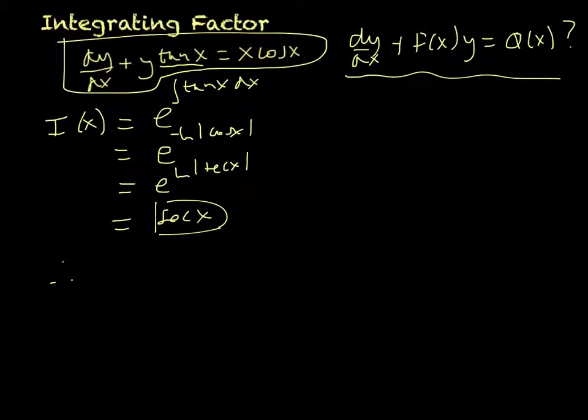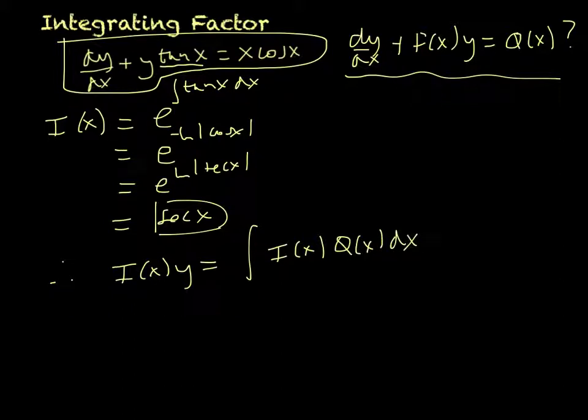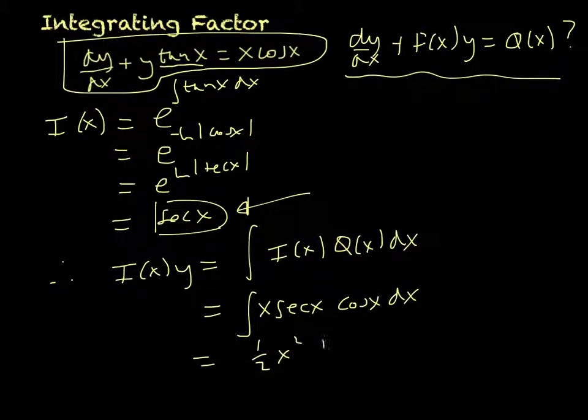From our proof, we're going to go straight from I of x y then is the same as the integral of our integrating factor times by q of x dx. So what I'm saying is we had to times everything by sec x in order to make this thing work, rather than what I was trying to do before, which was times everything by cos x. We actually needed sec x, which makes more sense. So now we've got the integral here of our I of x, so this is sec x times by our q of x, which is x cos of x. So in the end we're just integrating x, which gives us a half x squared plus c.